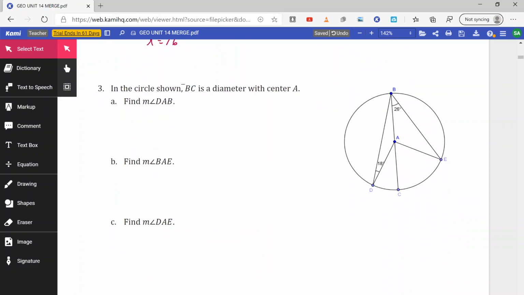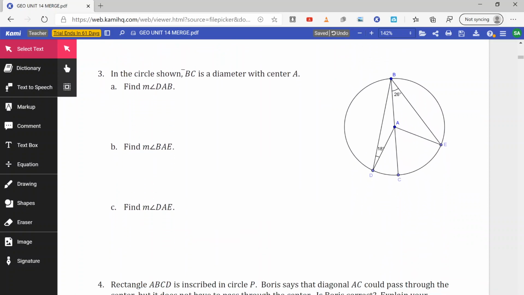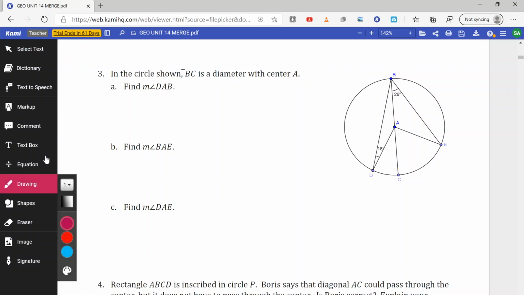And then in number 3, we have the circle. BC is the diameter, center A. We need to find the measure of DAB, BAE, and angle DAE. So we got a bunch going on here. So we know B to C is a diameter, and we need to figure out DAB. So this is the angle that we have to figure out, D A to B.